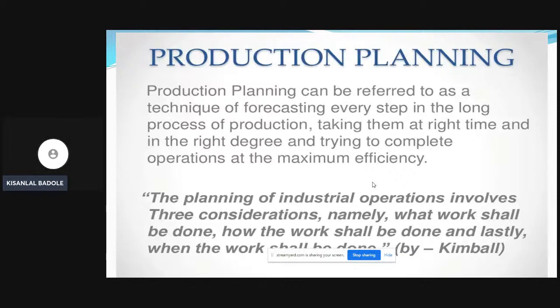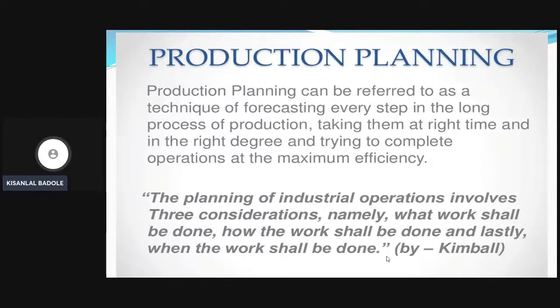Planning of industrial operation involves three considerations, namely what work shall be done, how the work shall be done, and lastly when the work shall be done. This is a small definition by Kimball of production planning. These phenomena all come under this particular production.